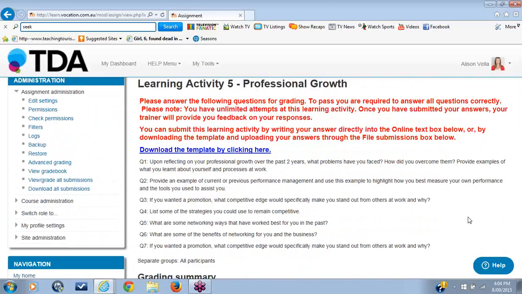And then obviously question 4 follows on, because it says list some of the strategies you could use to remain competitive. So in question 3 we've said, okay, what gives you the competitive edge if you wanted a promotion at work, and why do these things give you a competitive edge? And then question 4 stems on from that and says, well, how do you stay competitive?